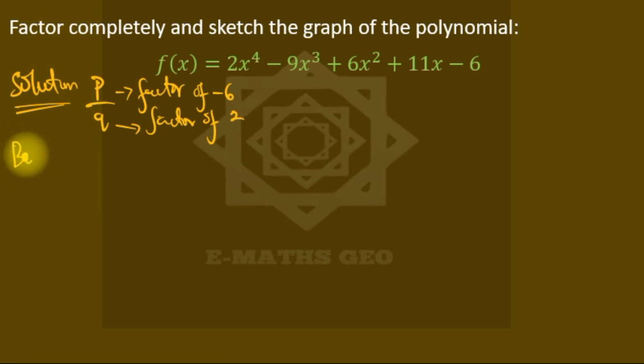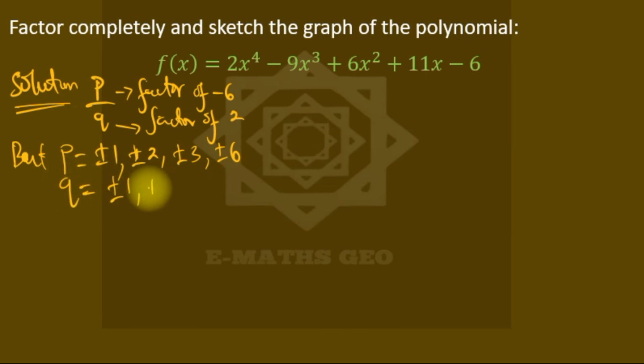The factors of p are plus or minus 1, plus or minus 2, plus or minus 3, plus or minus 6. These are the factors of -6. And the factors of q are plus or minus 1, plus or minus 2.